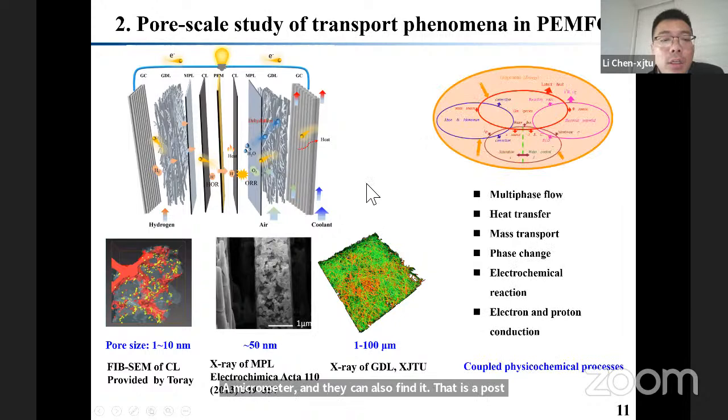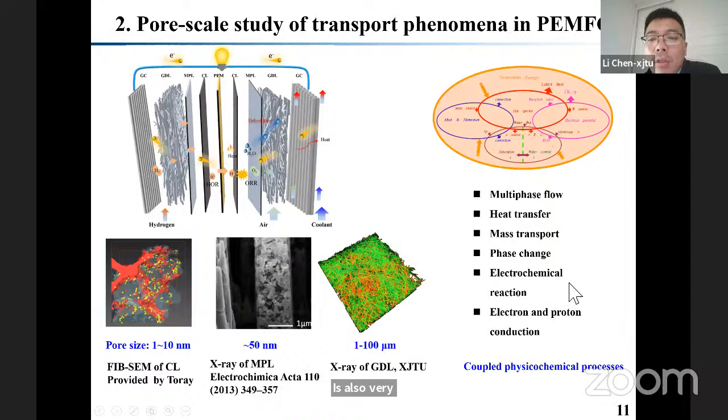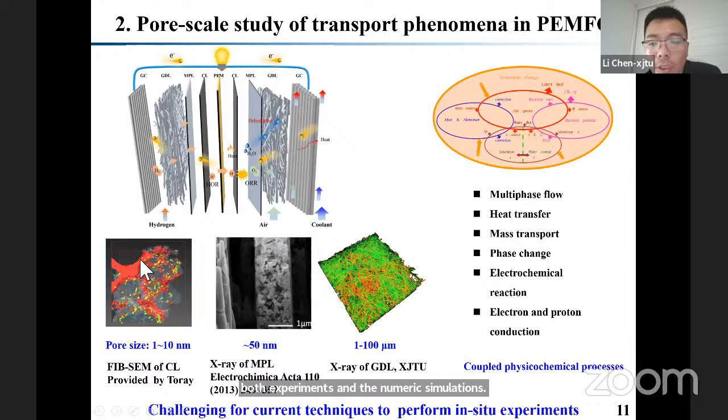And in such complicated porous structures, multiple processes simultaneously take place, including multiphase flow, heat transfer, mass transfer, phase change, electrochemical reaction, and electron and proton conduction. The structures are very complex, and the transport phenomena are also very complex. The combination of complex structures and complicated transport processes poses a great challenge for both experiments and numerical simulations. Particularly for the catalyst layer with a typical pore size of only nanometers, it is still very challenging to perform in situ experiments. That's why we turn to pore-scale modeling, which can help us understand the transport phenomena in these nanoscale pore structures.